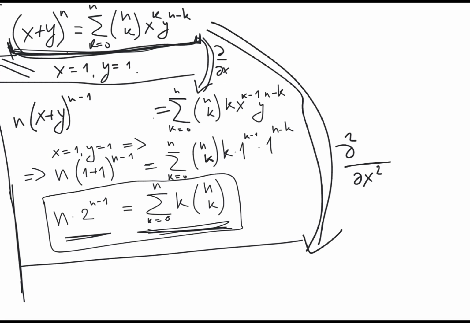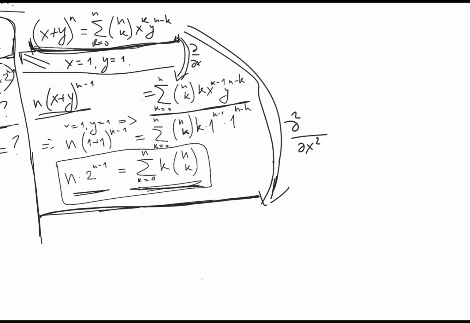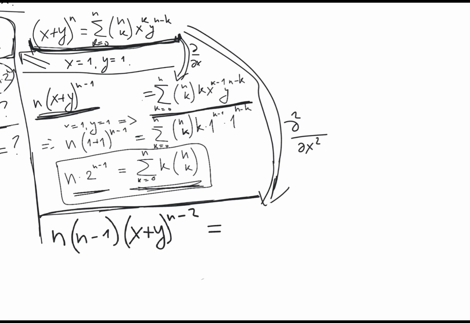Okay, so let's continue. We take the second derivative of this expansion formula. We already have the first derivative here, so we simply differentiate once more. On the left hand side we will get n multiplied by n minus 1, x plus y to the power n minus 2, right?